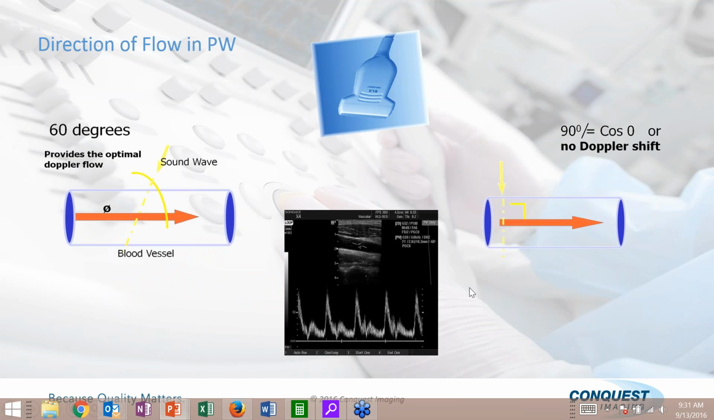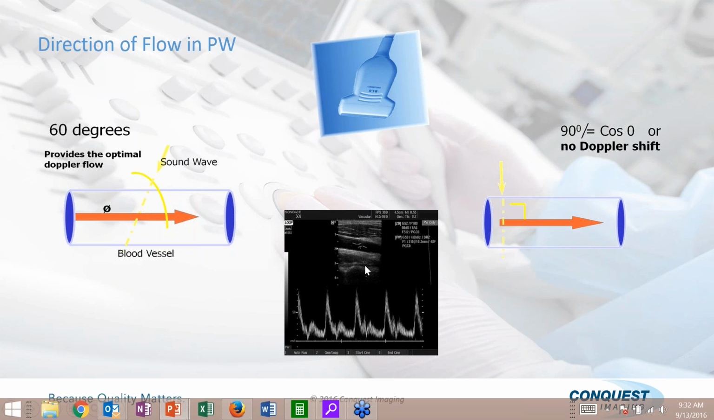So, direction of flow in a blood vessel. When we're using pulse wave Doppler, we cannot hit the blood vessel at 90 degrees, or perpendicular. We would have no Doppler shift. And so with an ultrasound system, we use timing to steer this ultrasound beam. Optimally, we want to be 60 degrees on the vessel.